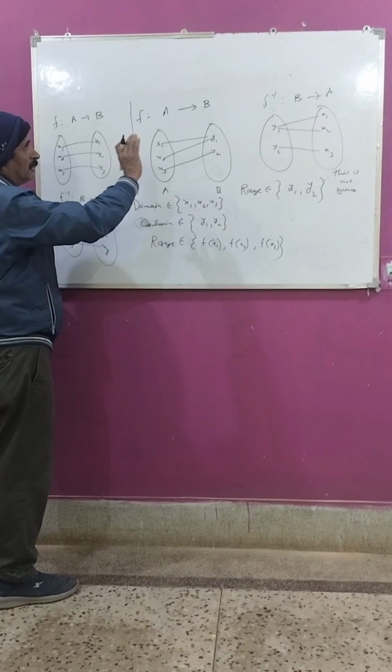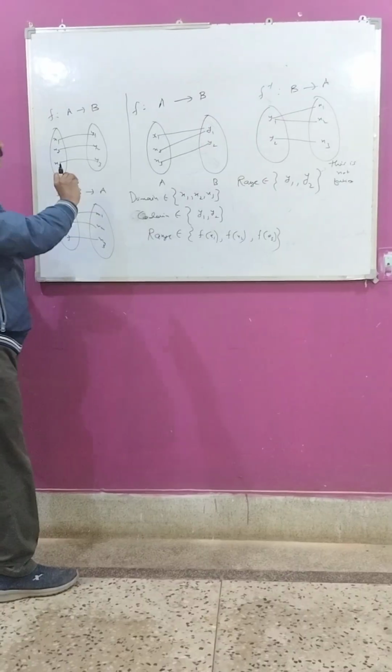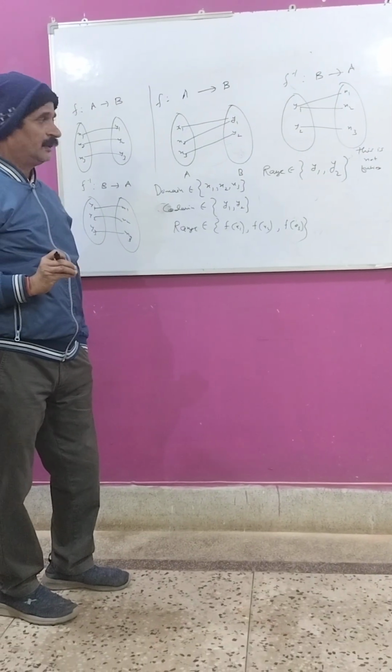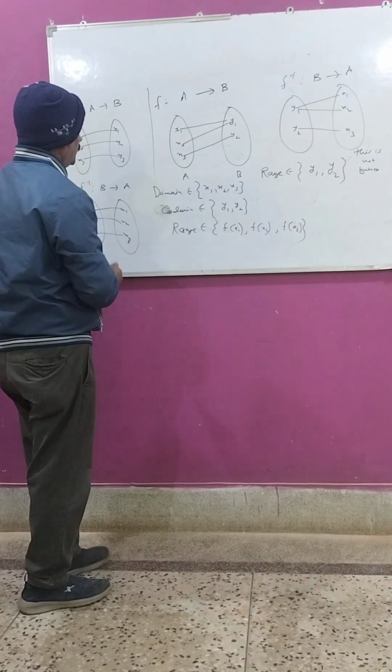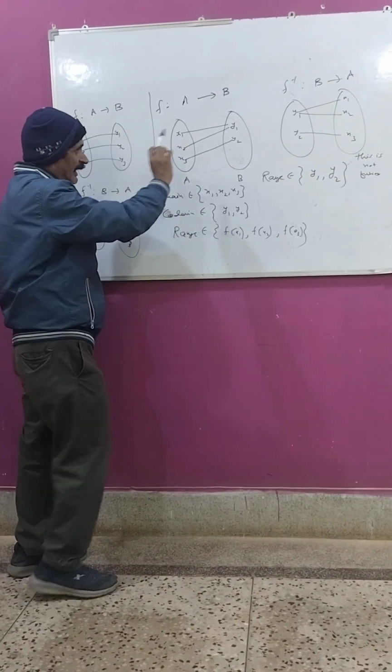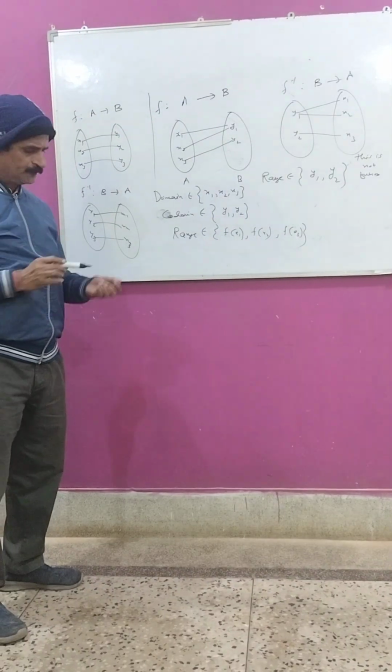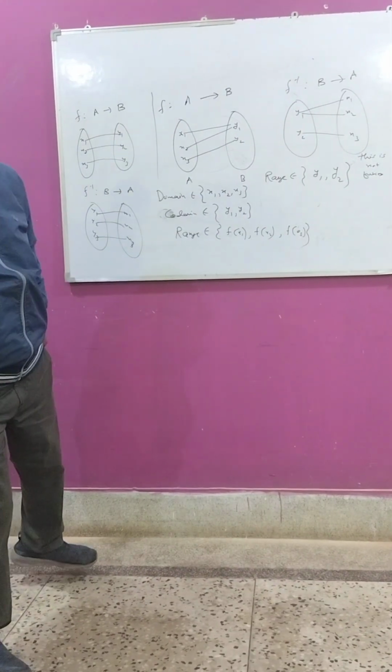That means for a function to have an inverse, it must be 1-1. Okay, it must be 1-1. So for an inverse to exist for any function, it must be 1-1. Now the second condition I am going to discuss.